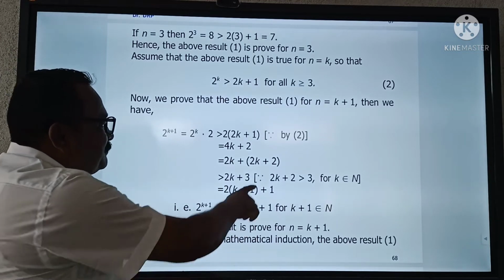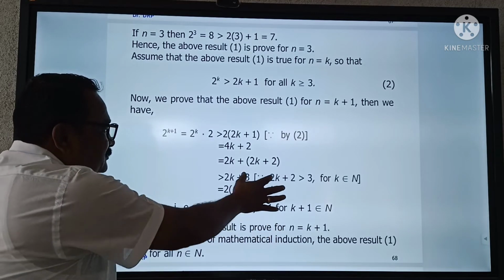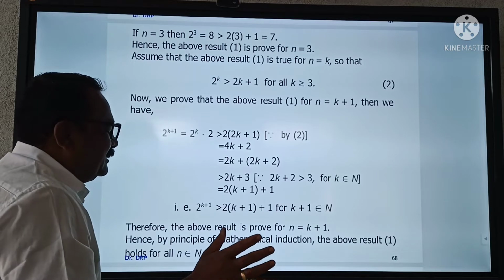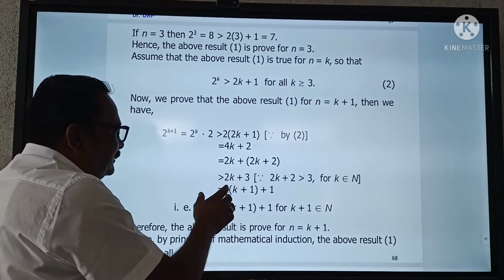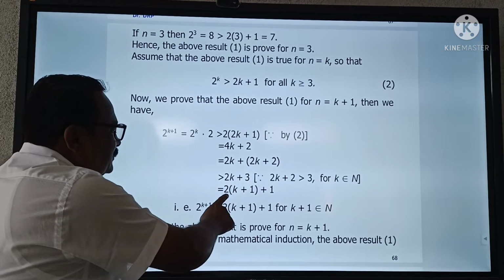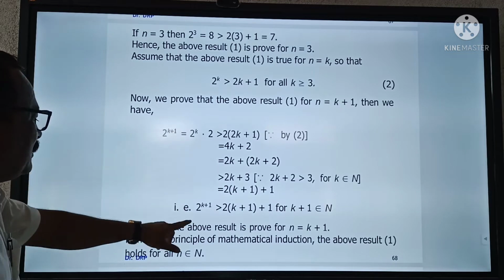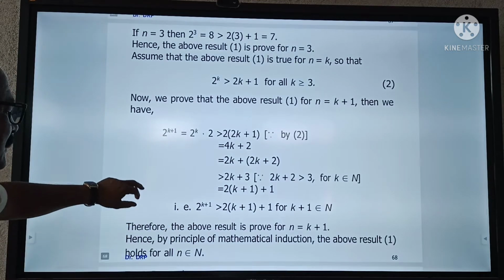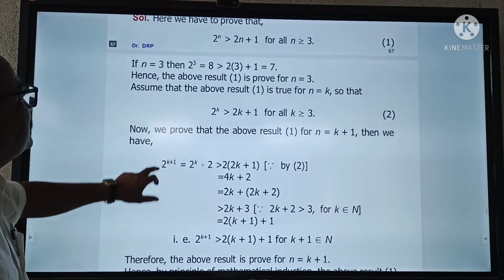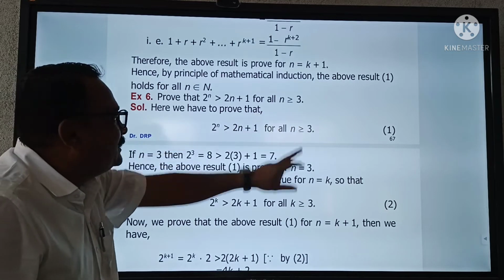And this is greater than 2k plus 3, because 2k plus 2 is greater than 3, because k takes values from 3 onwards. So the value of this 2k plus 2 is 8, 10, in this way. Sorry, it is greater than 4. So 2k plus 3 can be written as 2 into k plus 1 plus 1. And the result is true for n is equal to k plus 1. So by mathematical induction we can prove this result. This result is true for n greater than or equal to 3.